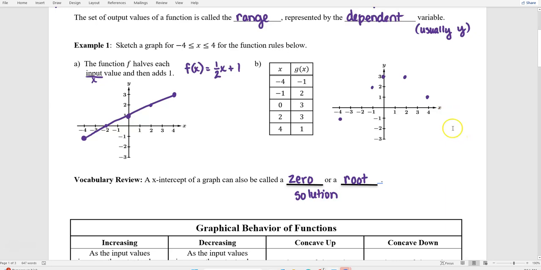There's not one, right? Because these lines are not connected, so we just don't have a zero there.